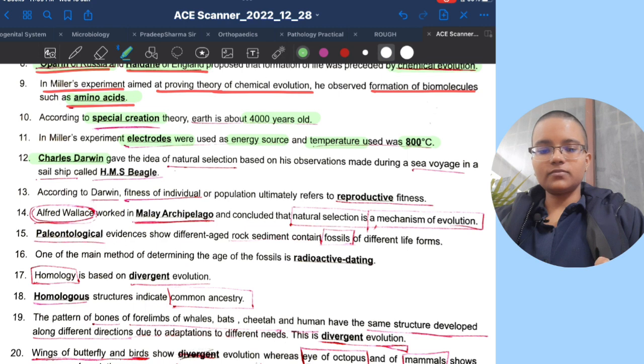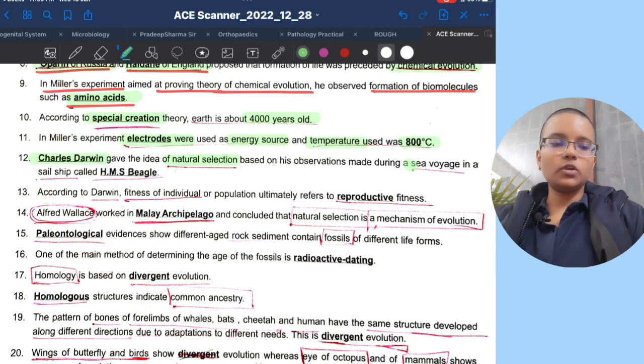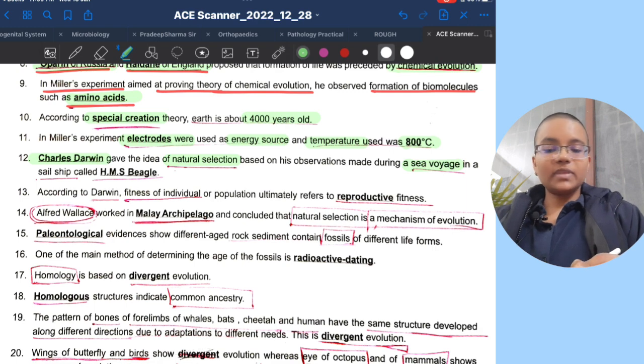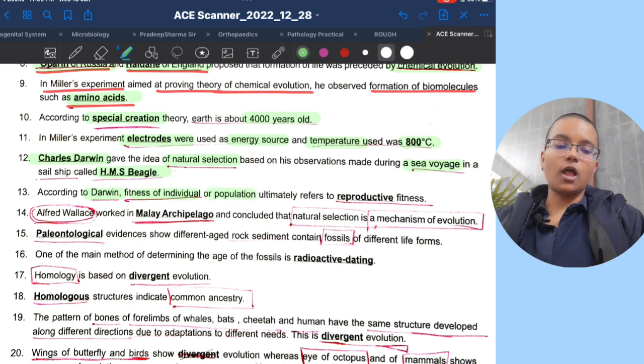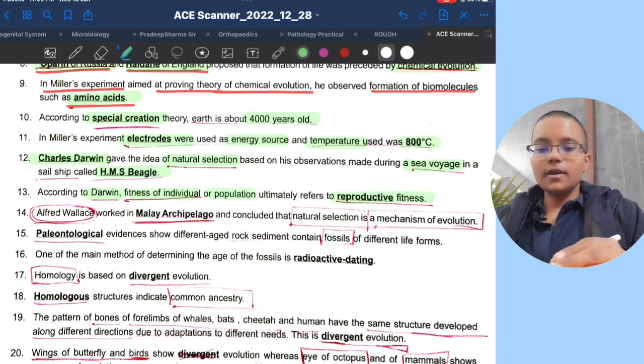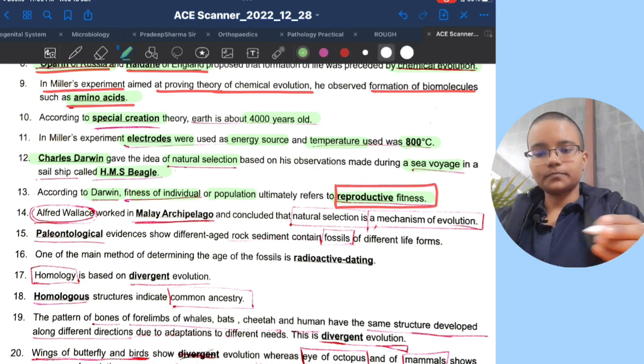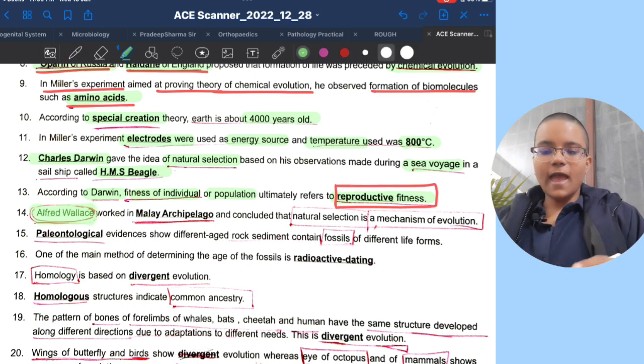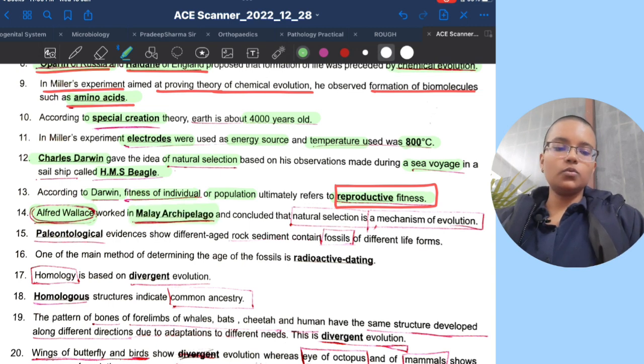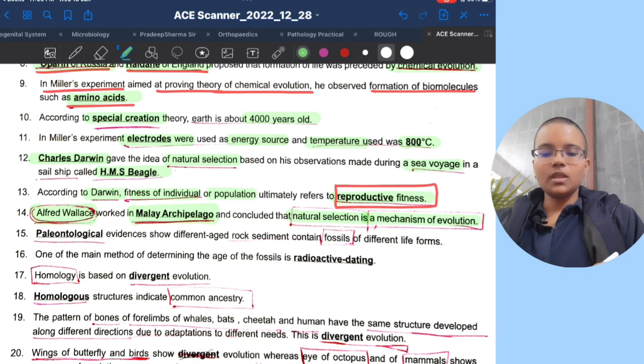Charles Darwin gave the idea of natural selection based on his observations made during a sea voyage in a sailship called HMS Beagle. According to Darwin, fitness of an individual or population ultimately refers to reproductive fitness. Alfred Wallace worked in the Malay archipelago and concluded that natural selection is a mechanism of evolution.